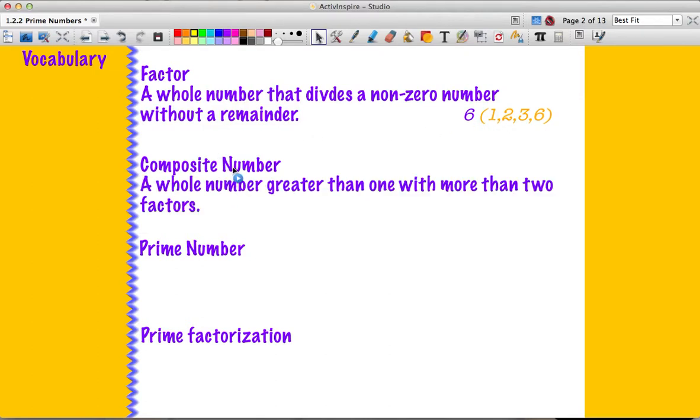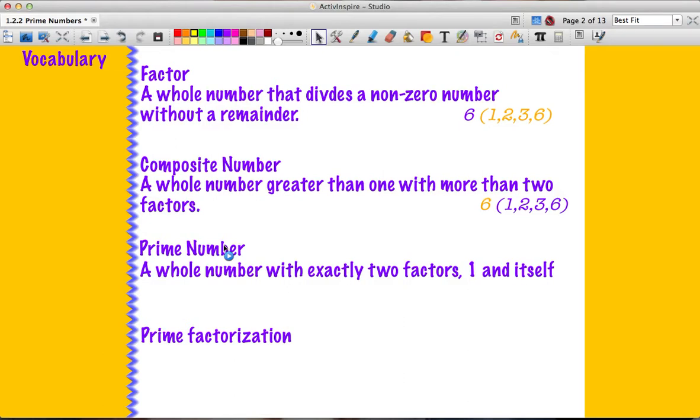A composite number is a whole number greater than 1 with more than 2 factors. So it has to have more than 2 numbers inside of these parentheses, and we do use parentheses to indicate that these numbers are in fact factors. An example of a composite number would be 6 because it has 4 factors. A prime number is a whole number with exactly 2 factors, 1 and itself. An example of a prime number would be 2 because the only numbers that divide 2 evenly are 1 and 2. So 2 is a prime number.